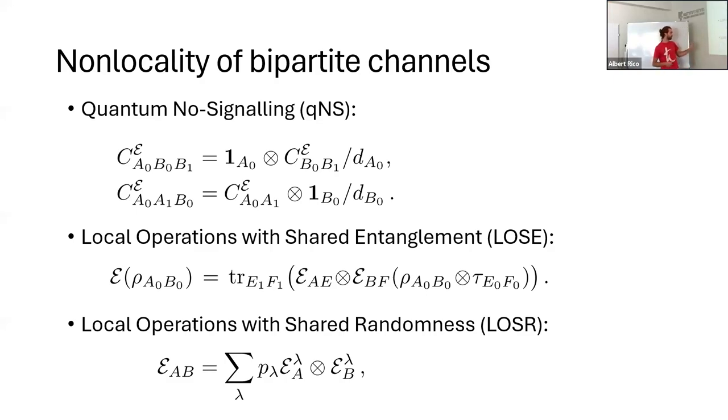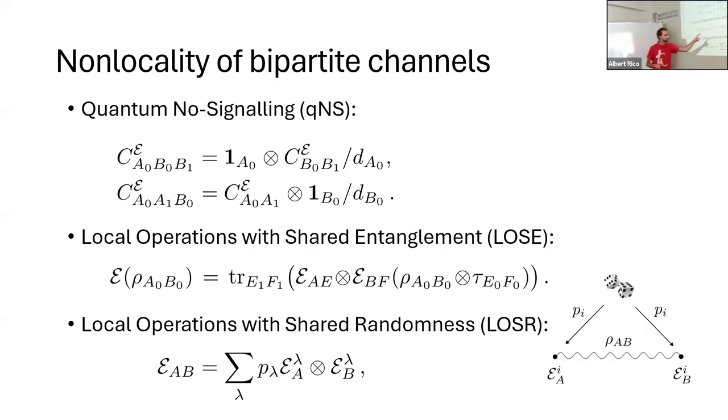The last that I want to introduce is local operations assisted not by shared entanglement, but shared randomness, which people of nonlocality are not working on because they are the free operation of nonlocality. Okay, these operations are basically a part of channels. So basically, to show what these things are, I'm going to sketch here.